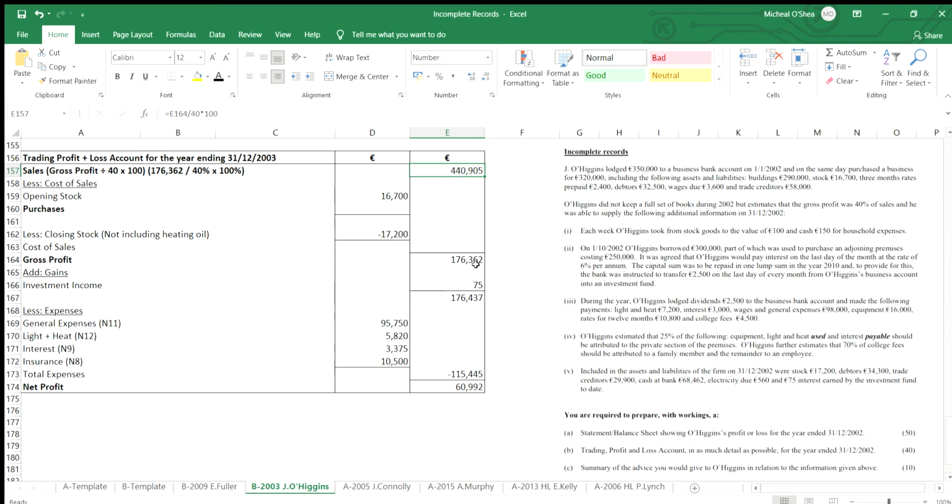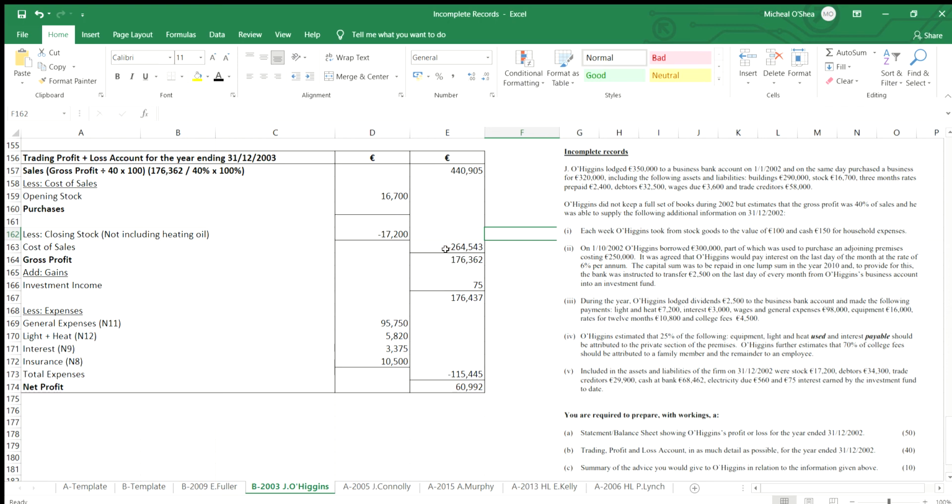440,905 minus 176,362 is going to give me the figure that I would have taken away, and that's my cost of sales. Again, at the end of this, double check to see does it make sense. 440,905 minus 264,543 should be equal to 176,362, and it is. So again, I have that correct.